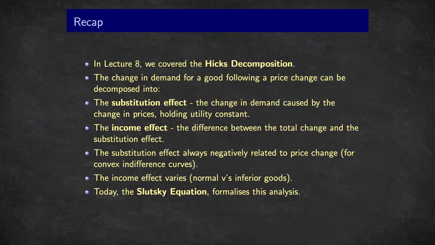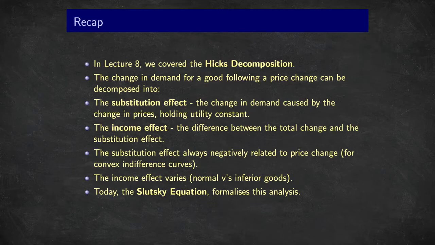The second effect was called the income effect, which is the difference between the total change in demand and the change that's caused by the substitution effect. So the total change in demand as a response to a price change is the substitution effect plus the income effect. The income effect arises because, in a very real sense, the consumer becomes richer when the price of one good decreases, holding everything else constant.